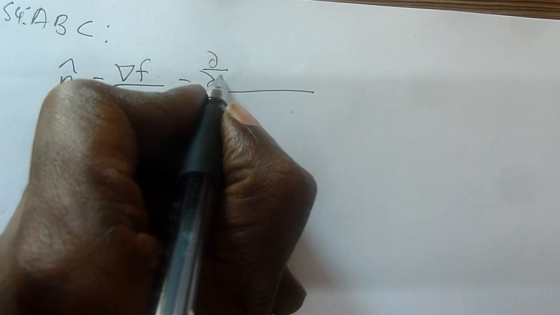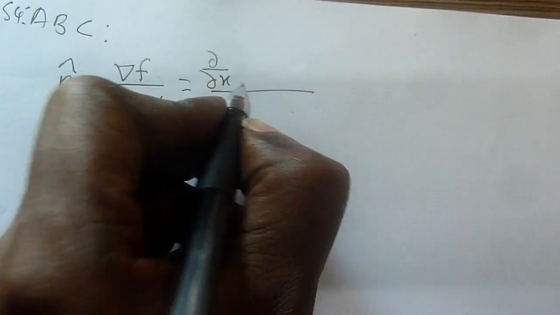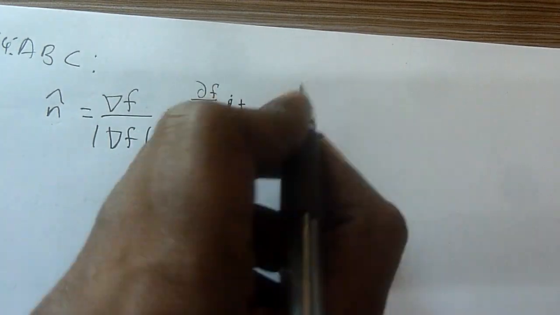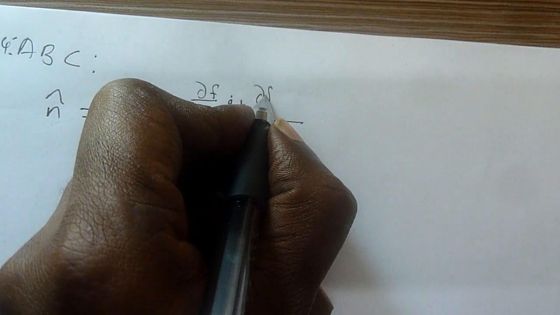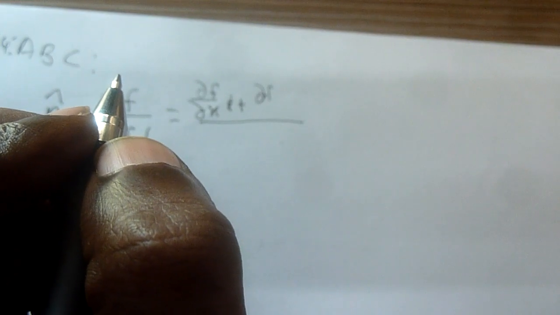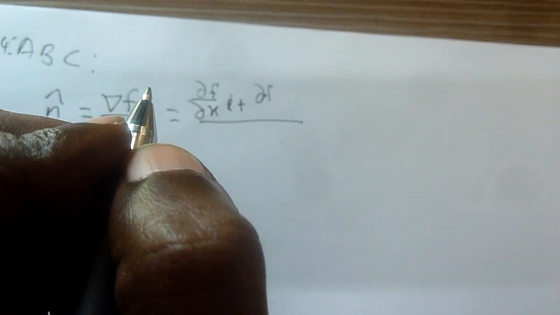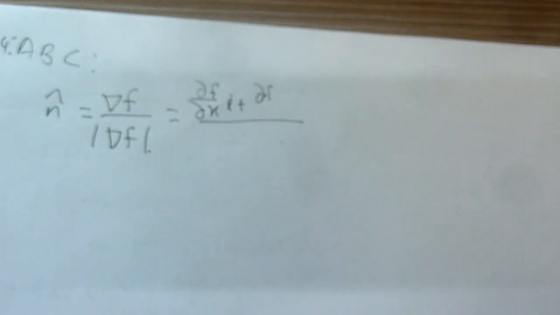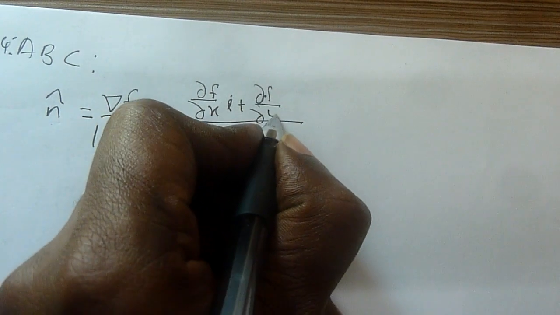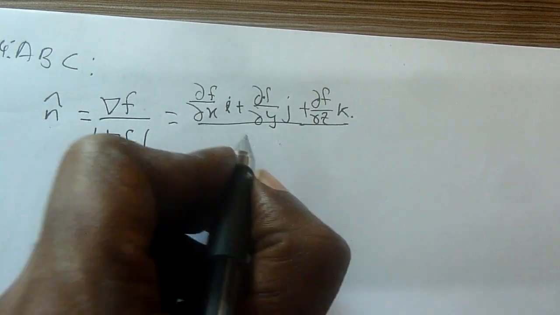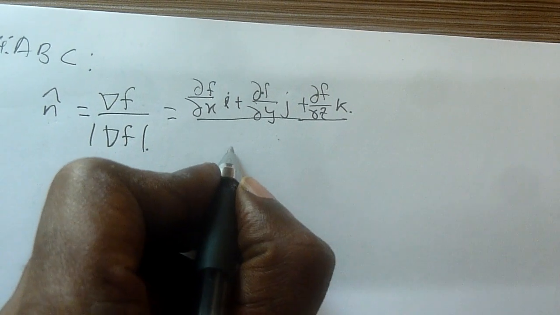First, I start writing here del f del x i, plus del f del y j, plus del f del z k. Then this one is the f.